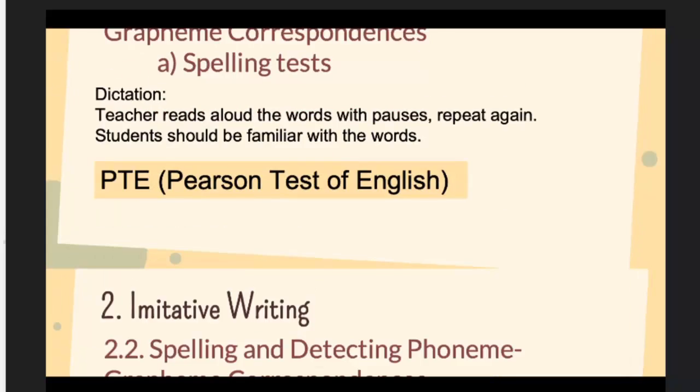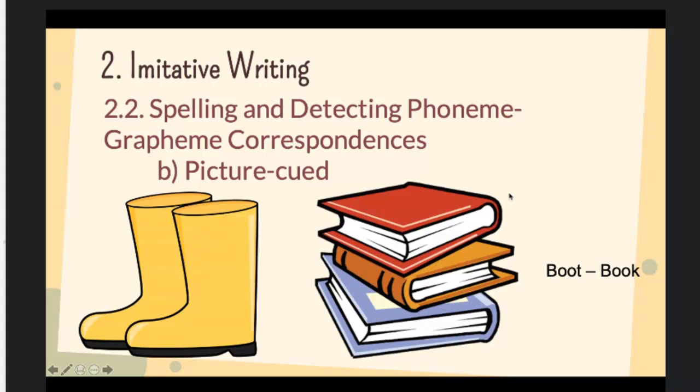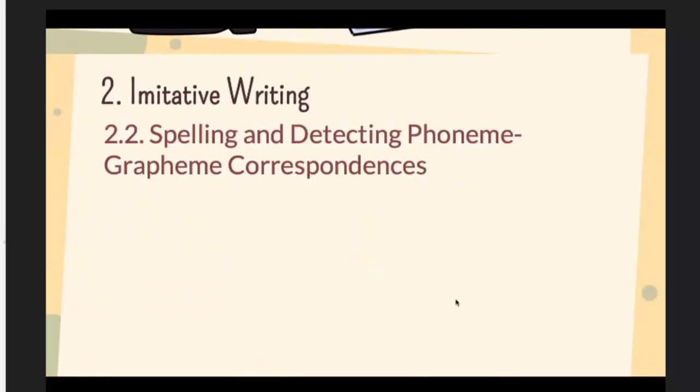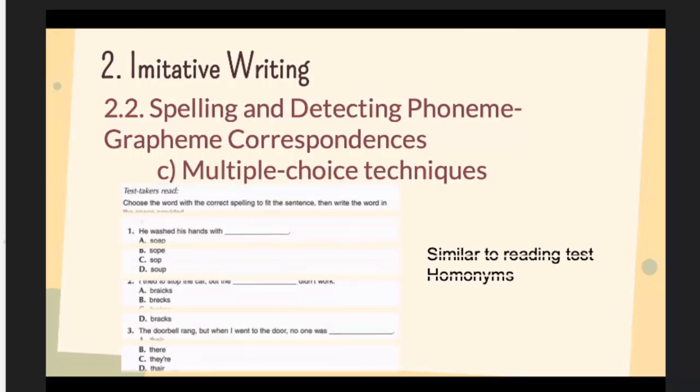So now let's come to number 2, picture cue. In this one, you focus on the minimal pairs, like grapheme and phoneme, root and so on, the very small differences there. And multiple choice techniques. Experts advise that we can make the test more challenging by using homonyms, words that sound similar to each other. Like question 1 here: soap, soap, soap, and soup. So you can see that it makes students confused.